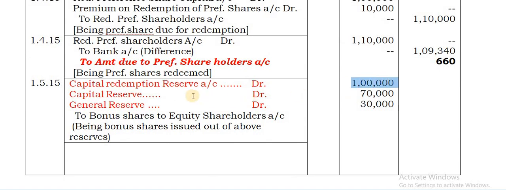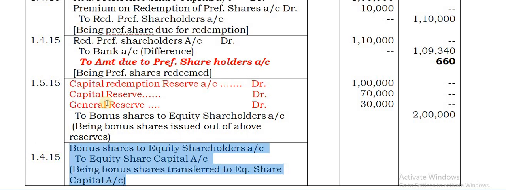1 lakh being transferred from the capital redemption reserve. Cap reserve 70,000 is taken. Still more 30,000, that is a difference amount being taken from general reserve. So what is the total bonus shares to be issued? It is 2 lakhs. Okay. Then you can go for the last entry for actual issue.